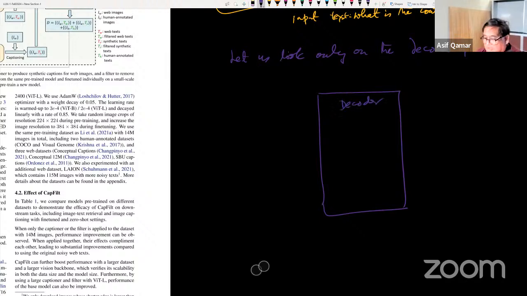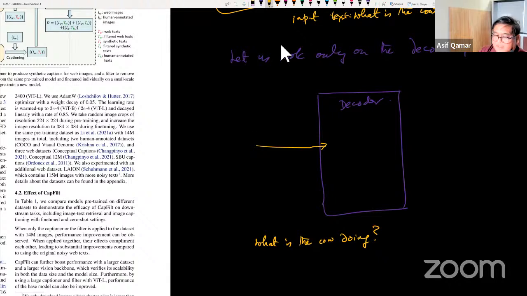What does the decoder do? It has gotten two things. It has gotten the input text, and it has gotten the image, and associated with this, the KV will come with it, right? Let us say cross attention.